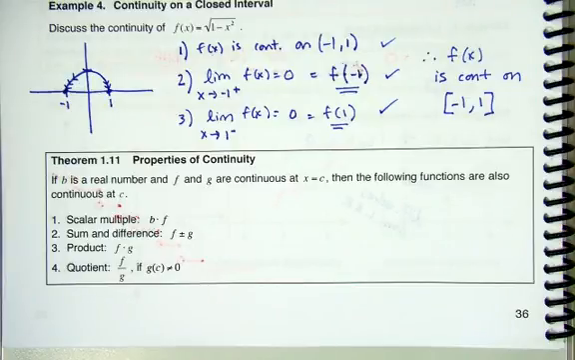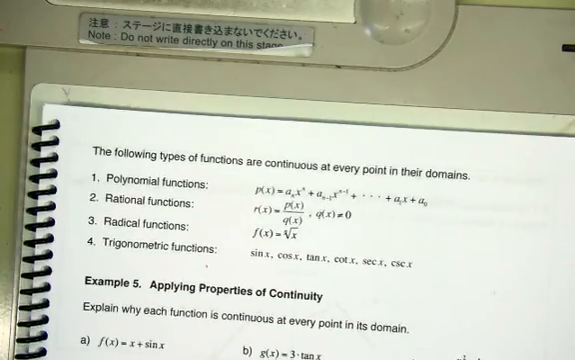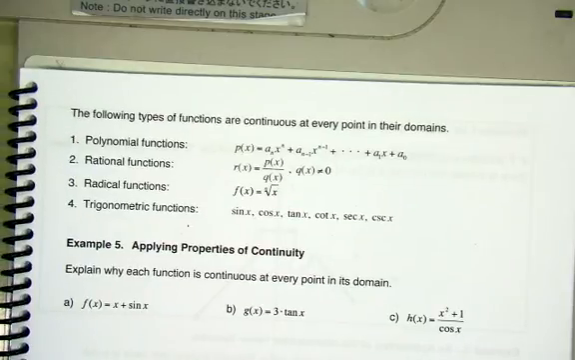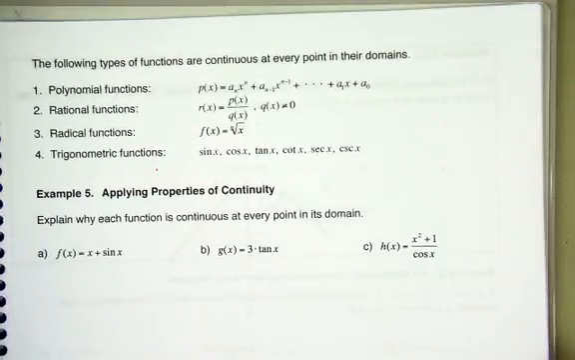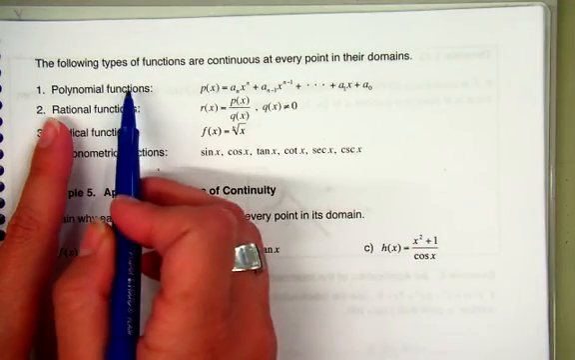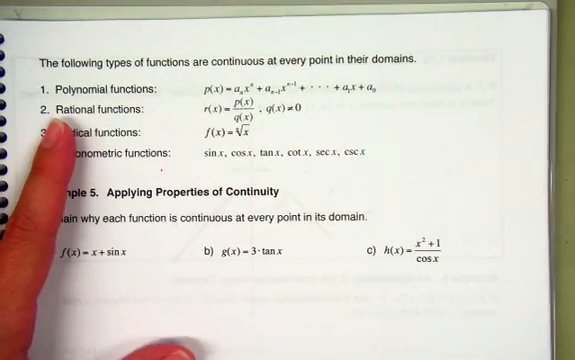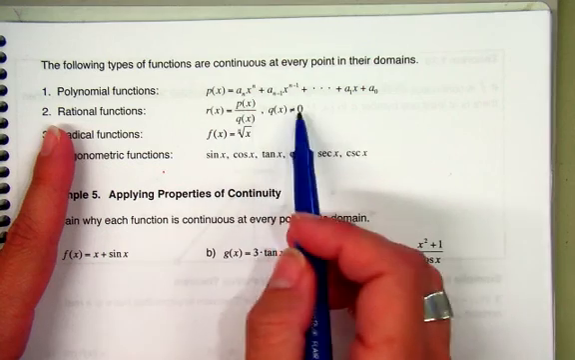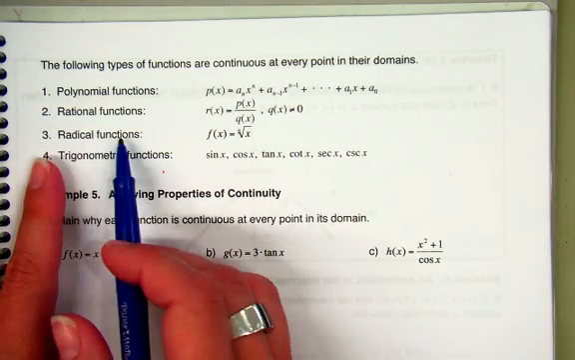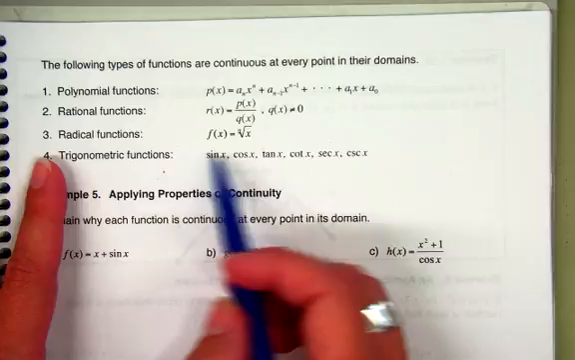All right, so all of that stuff will carry over for continuity. Let me show you what I mean. These types of functions are continuous at every point in their domain. Makes sense. If we have a polynomial function, every point in its domain is going to be continuous. A rational function, for every point that doesn't make the denominator 0, will be continuous. A radical function, again, for every point in its domain, is always continuous.